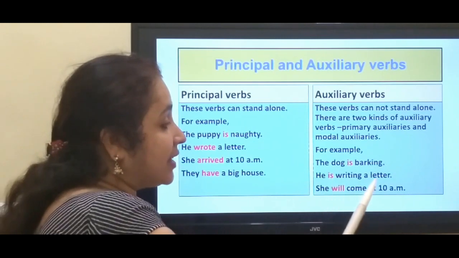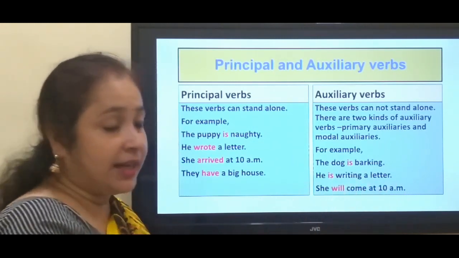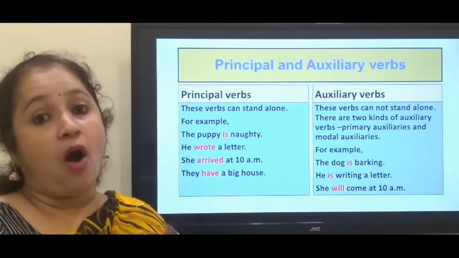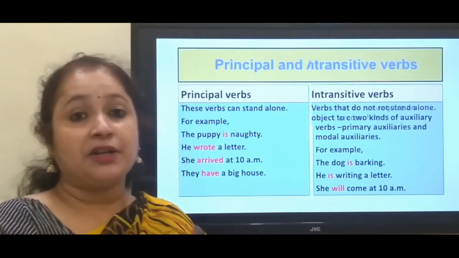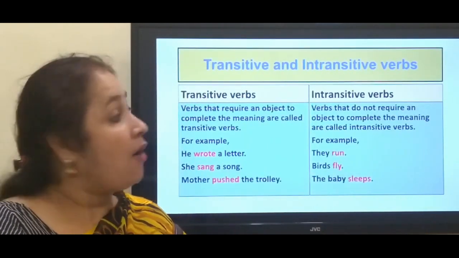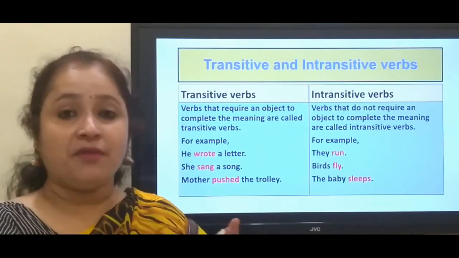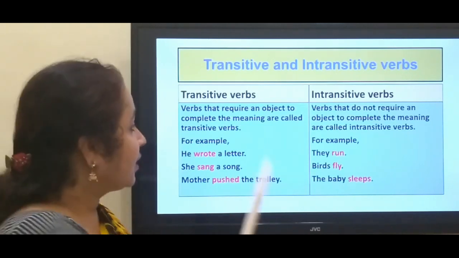He is writing a letter. She will come at 10 a.m. In these sentences, is and will are examples of auxiliary verbs. Let's move ahead and talk about another category of verbs, that is transitive and intransitive verbs. So, let's talk about transitive verbs first.